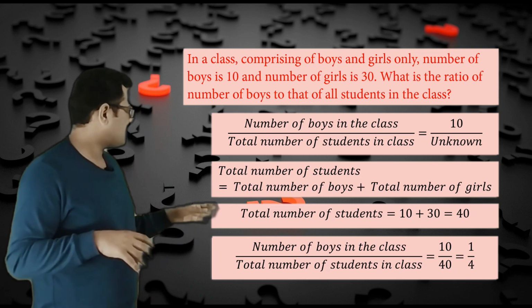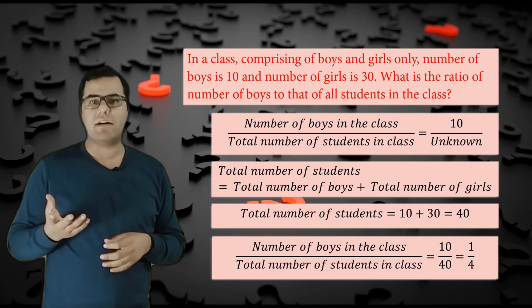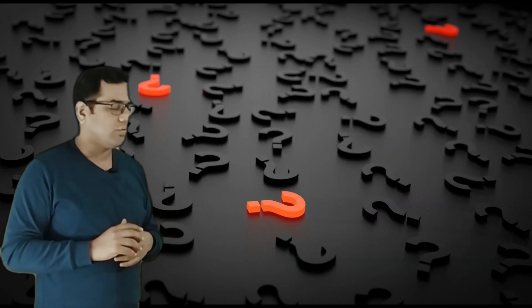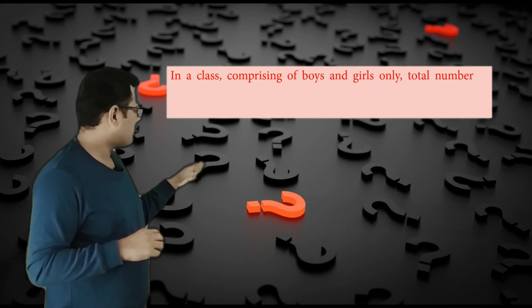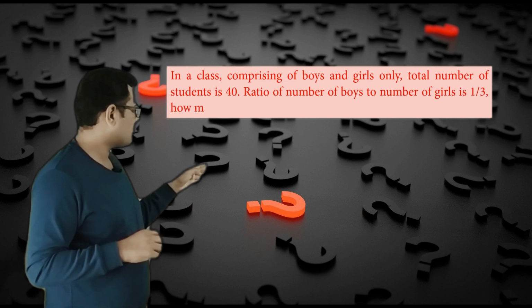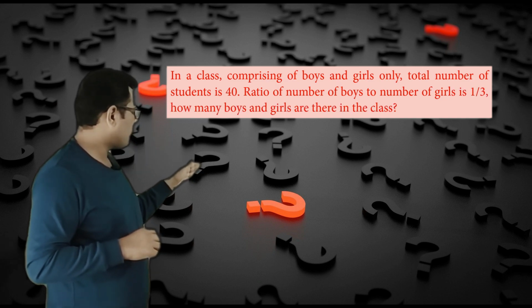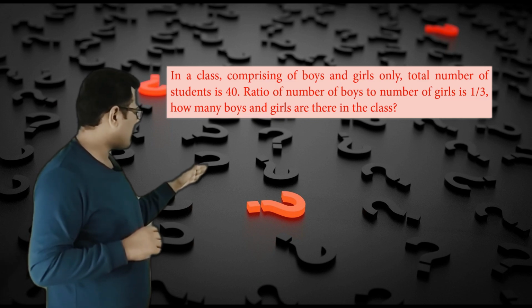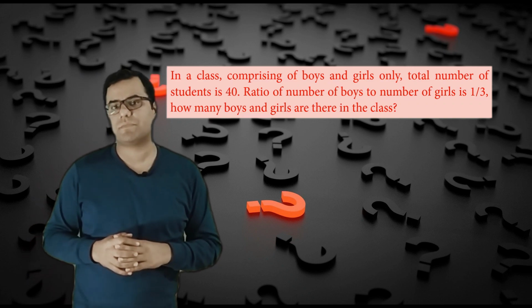Now the same question can be rephrased in another manner, and similarly a different thing can be asked. Suppose the second question is that in a class comprising of boys and girls only as students, the total number of students is 40, and the ratio of number of boys to number of girls is 1 by 3. How many boys and how many girls are there in the class?